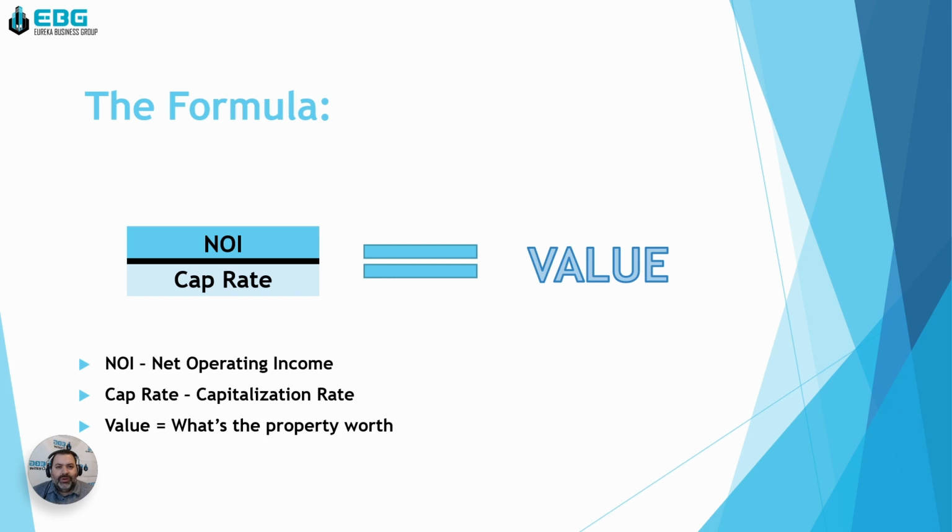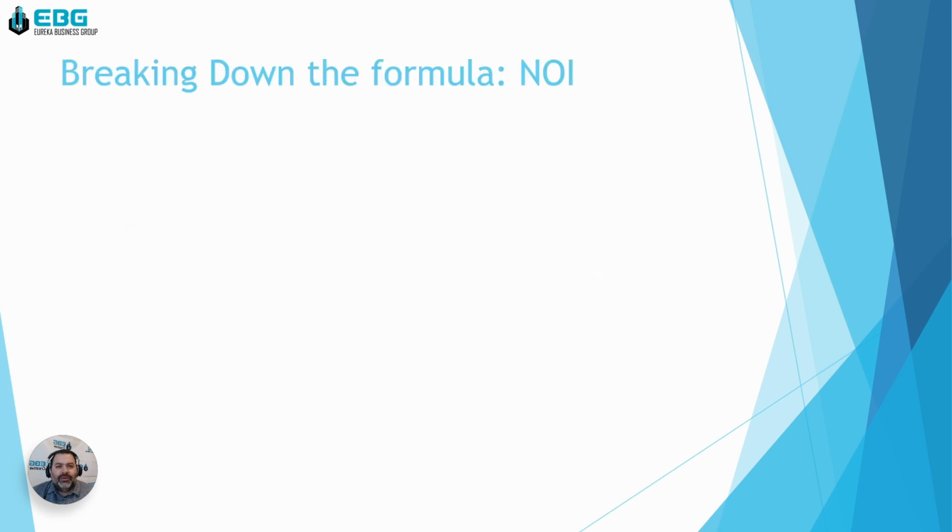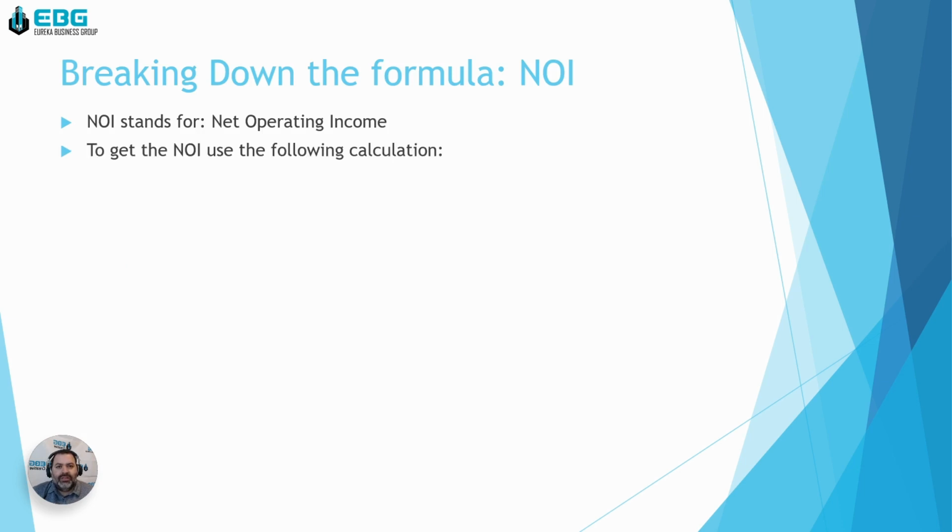So let's start with breaking down the formula. First, what is NOI? NOI stands for net operating income. Net operating income is broken down into two separate pieces. One is the operating income, and the other is the operating expenses. We keep saying the word operating, and not just net income or income less expenses, because there is a difference.